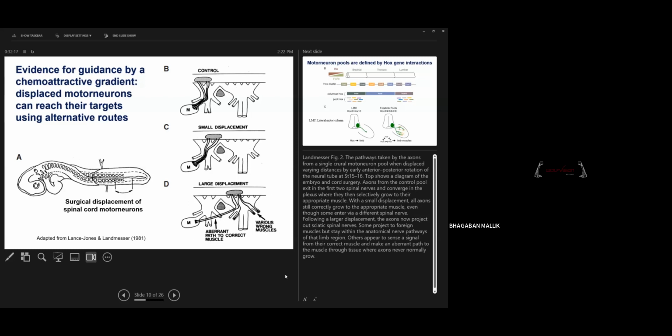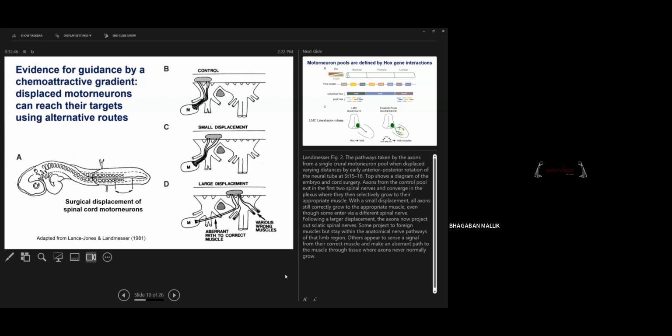So here is the experimental setup. In the control, you have the axon coming out from the spinal cord, projecting into the target muscle. You can see that the axon is nicely projected to the target muscle. M is muscle. But when they did a small displacement, you can see there is now a space in between. Here you can see there is no space. That means they have displaced this neuron that is coming out from the spinal cord to another region.